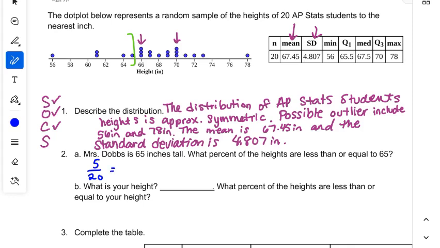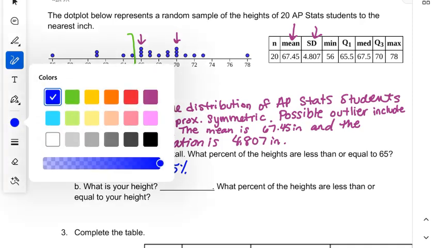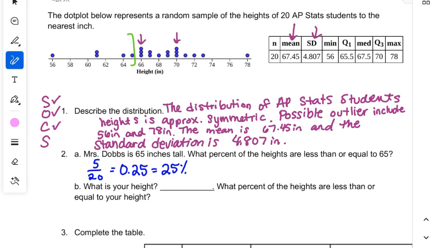What does that equal as a percent? Or as a decimal? Let's do decimal first. Yeah, 25%. So 25% are less than or equal to 65 inches. So what is your height? Now you're going to do your own height. How tall are you in inches? Write it down. Don't know? 5 foot is 60, so then add inches to that.